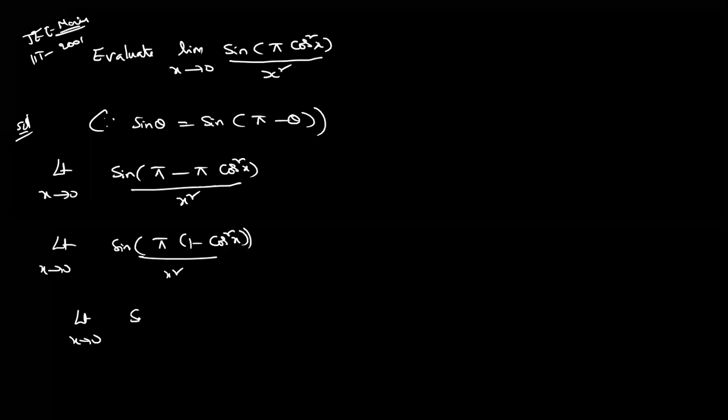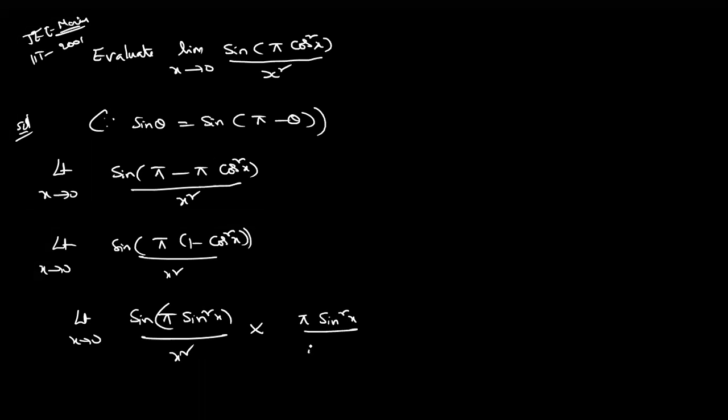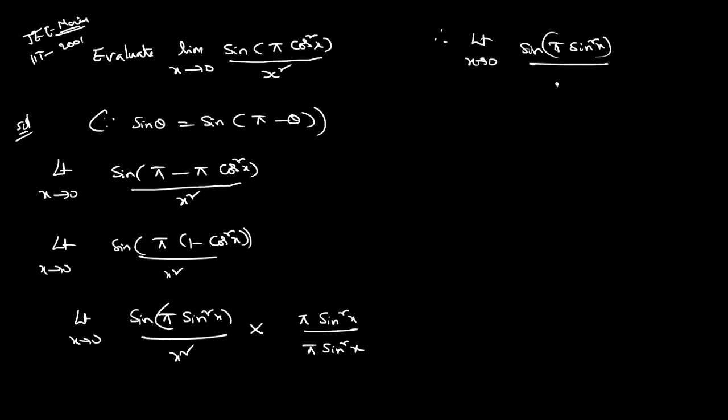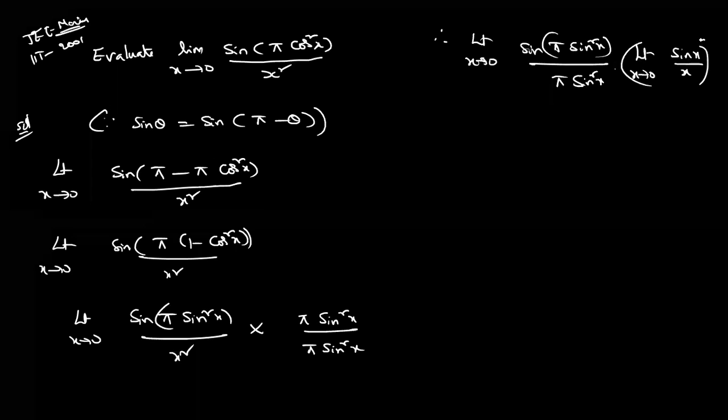Limit x tends to 0, sin(pi sin²x) by x². So what I'm doing here, see carefully, I'm applying pi sin²x by pi sin²x. Is it possible? Yes. Now see what I'm doing. Limit x tends to 0, sin(pi sin²x) by pi sin²x, into limit x tends to 0, into pi. Take outside, pi is the constant.